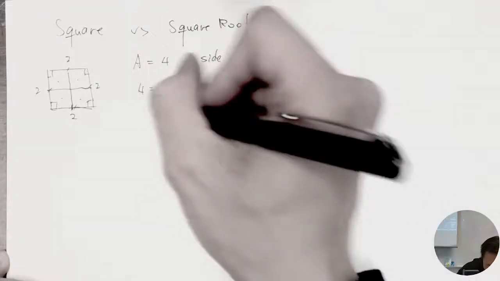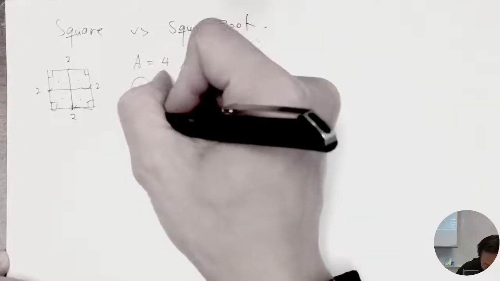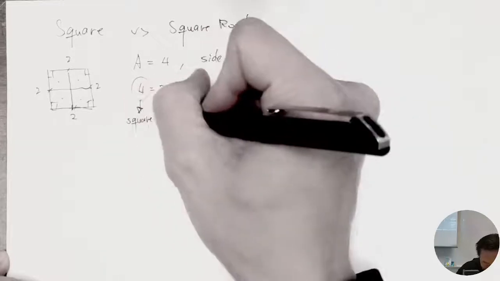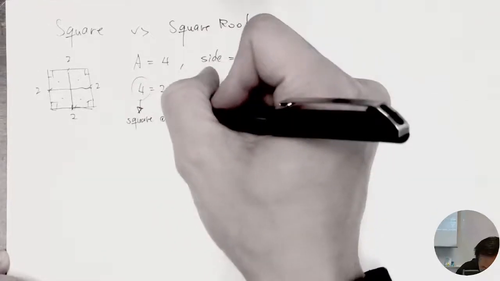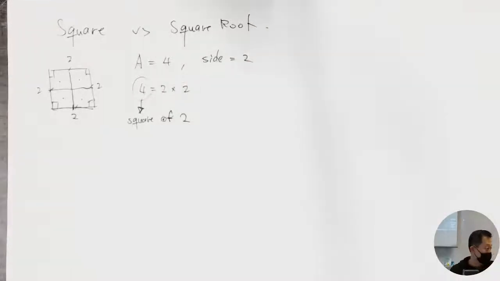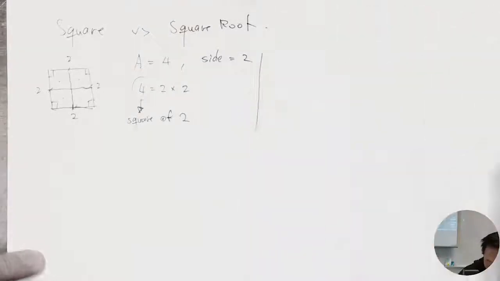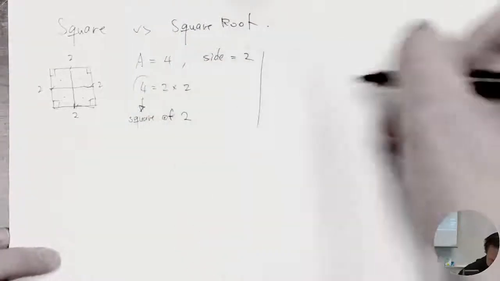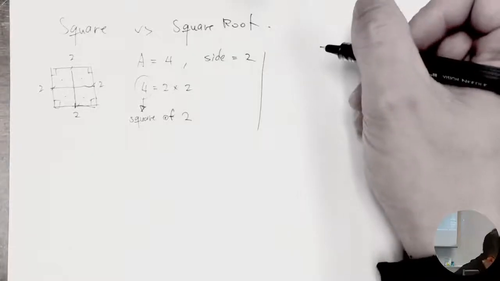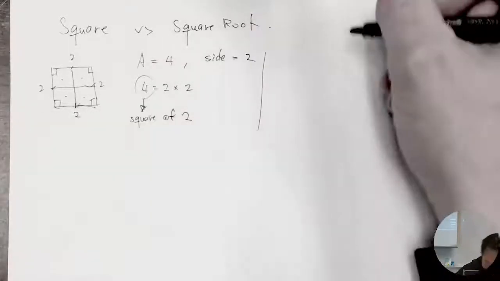All right. So I call this 4 my square of 2, or 2 squared, right? This is a square of 2, or square of 2 per side. All right, I'm gonna throw in some terminology for you, okay? Okay, so that we understand what square is.